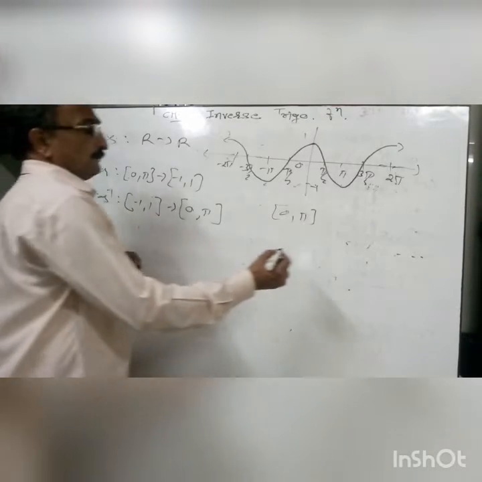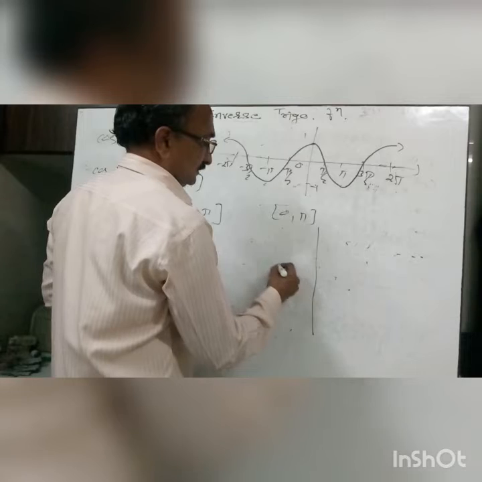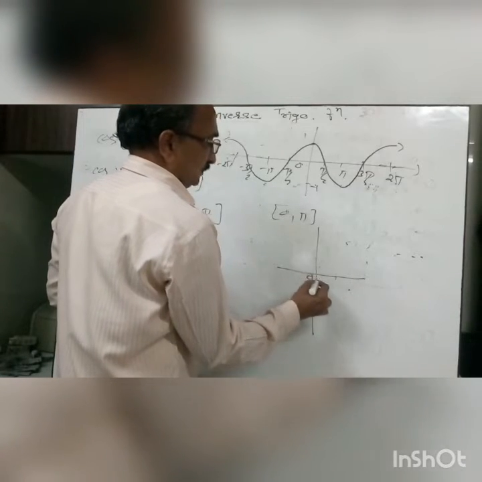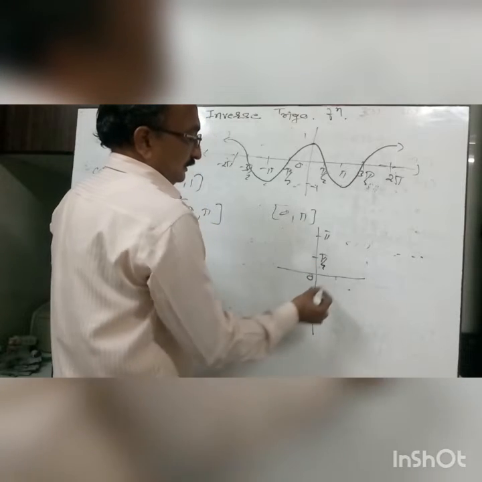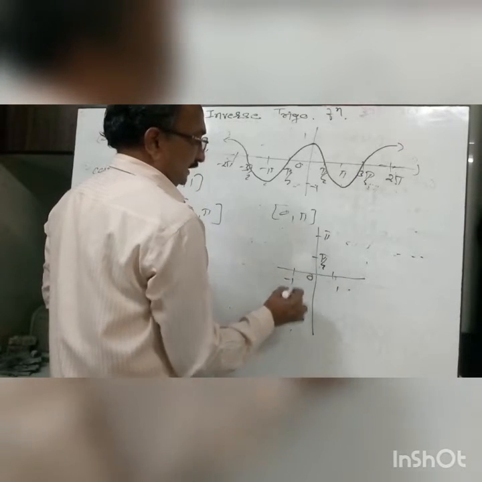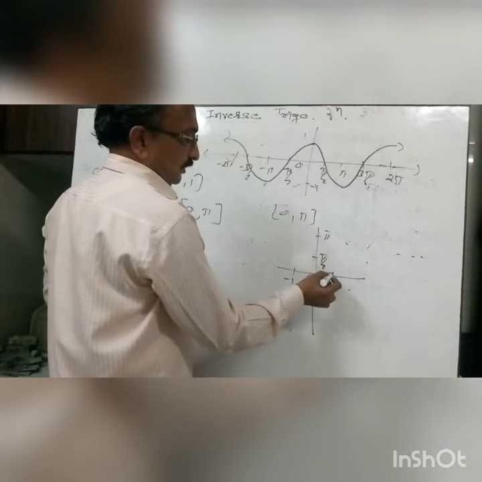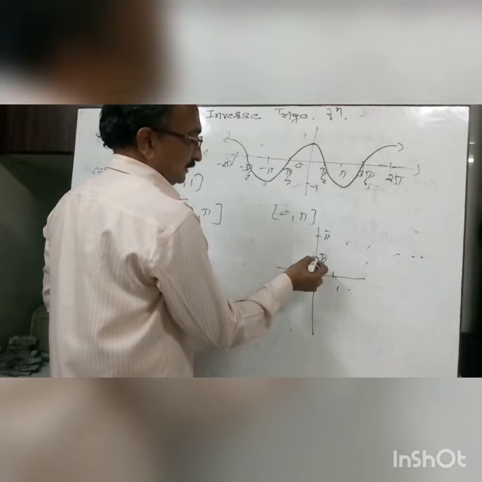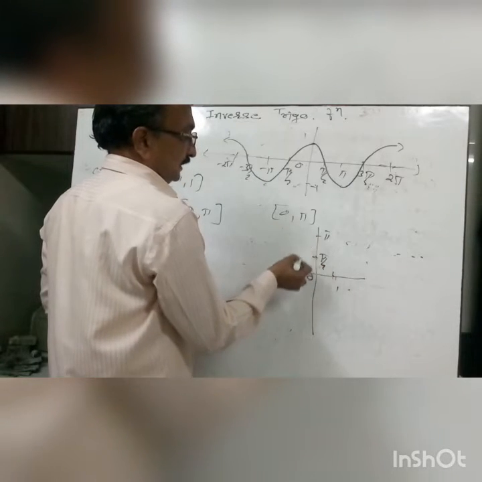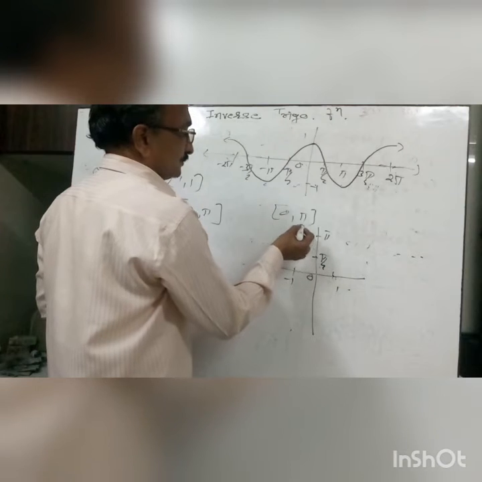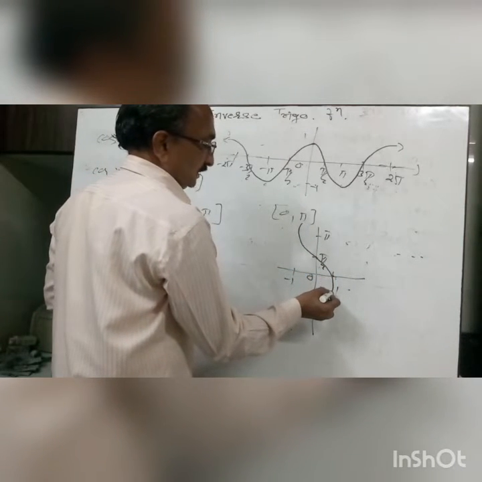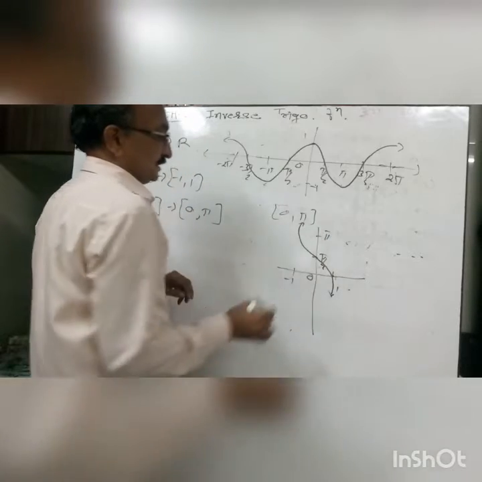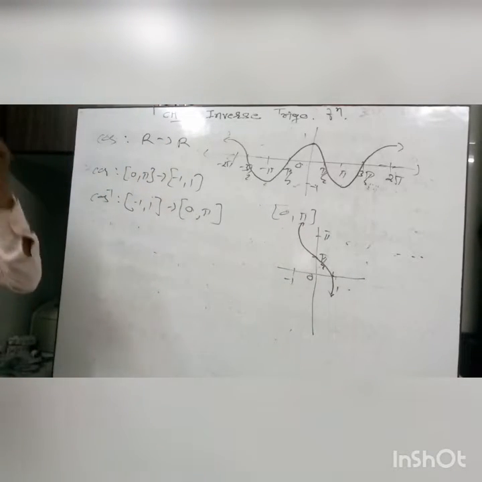Now the graph of the cos inverse function. 0, pi by 2, pi, 1, minus 1. At 0, the value of cos is 1, at pi by 2 it is 0, and at pi it becomes minus 1. So this type of graph we get for the cos inverse function. So remember this graph of the cos inverse function.